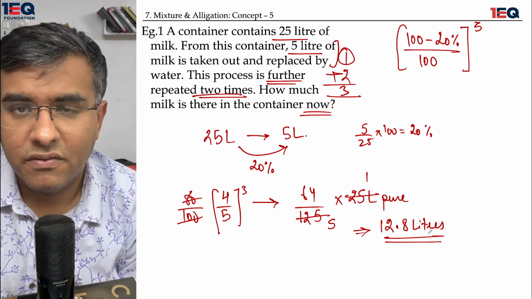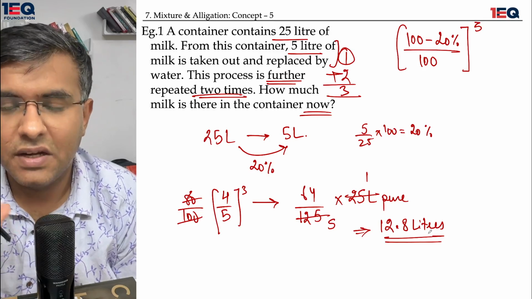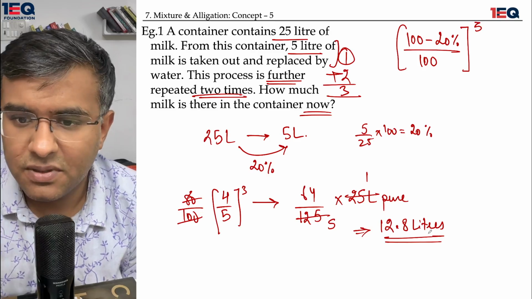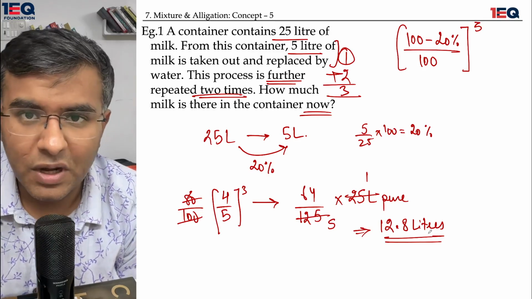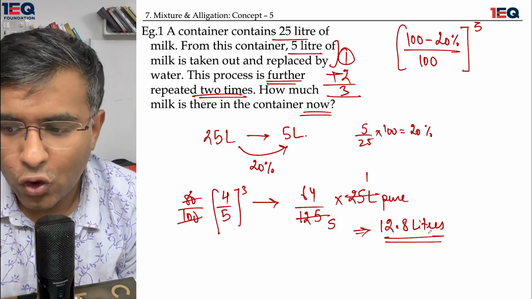So when we started off, we had 25 liters of pure milk, but only because of 5 liters of multiple replacements, 5 liters of 3 times replacement, we were left with only 12.8 liters of pure milk in the end. Okay, I hope you get it.